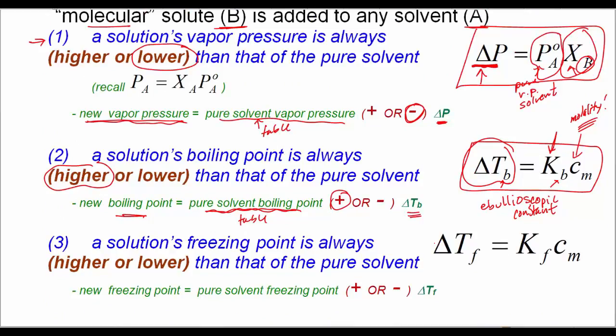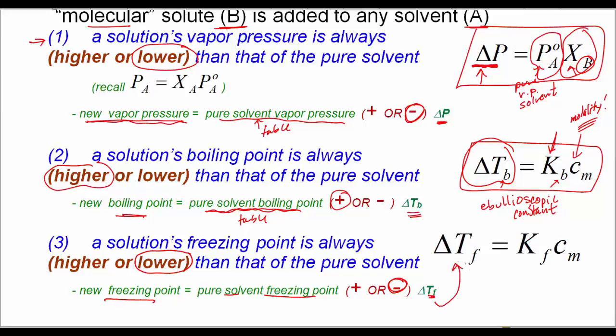A solution's freezing point is always what? Than that of the pure solvent. It's always, remember the ice? You throw a solute on there, the freezing point goes down. It's more difficult to freeze. You have to get it even colder for it to freeze. So it's going to be lowered. The freezing point will be lowered. So our new freezing point, take the pure freezing point and subtract this delta T that you're going to calculate.